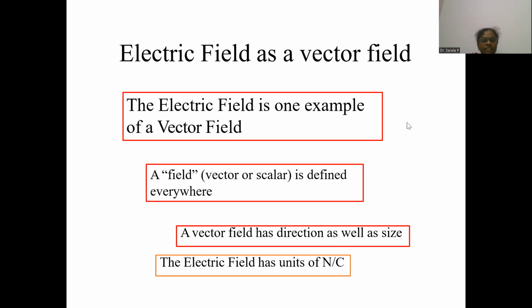So here a field is defined everywhere, whether it is a vector or a scalar. A vector field has direction as well as size, that is the magnitude. So the electric field has units of Newton per Coulomb. Newton is a force unit, Coulomb is a charge unit. So here we are going to get Newton per Coulomb. The electric field has these units.